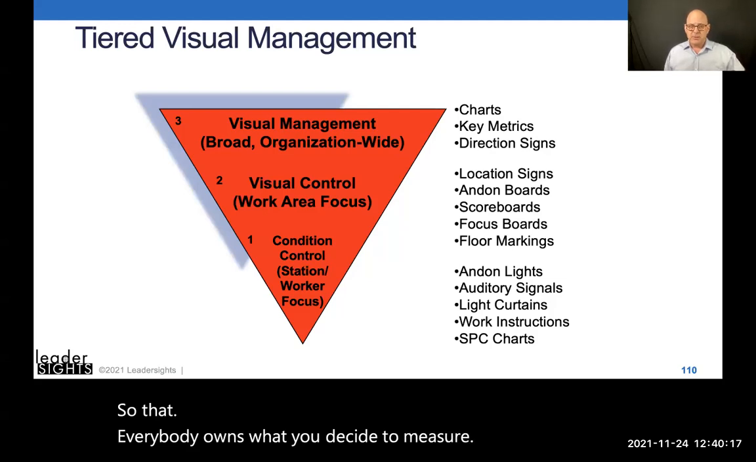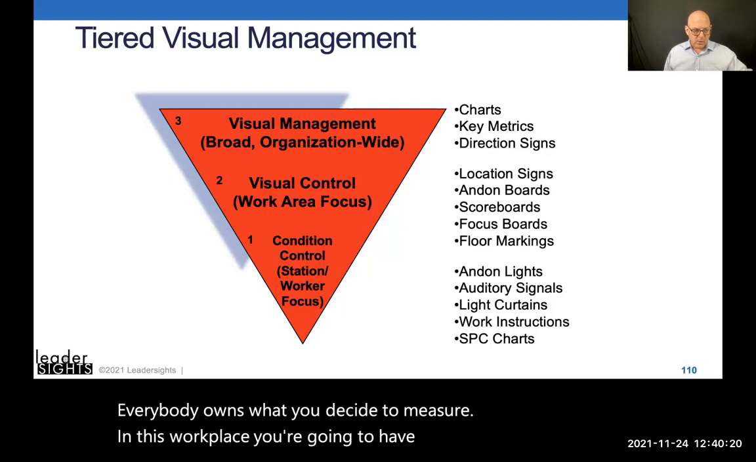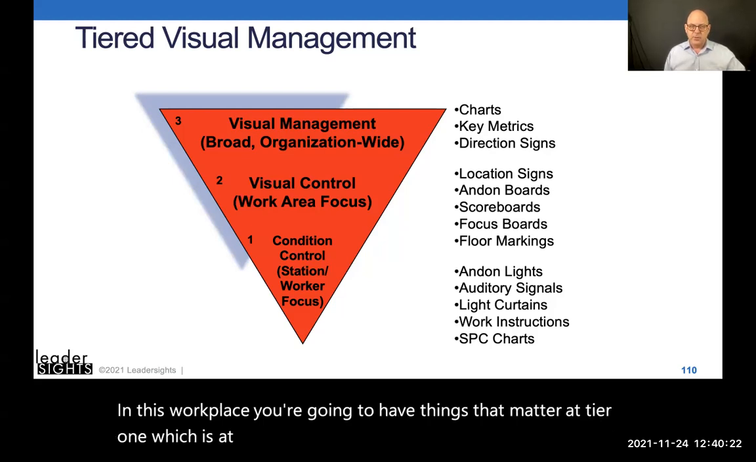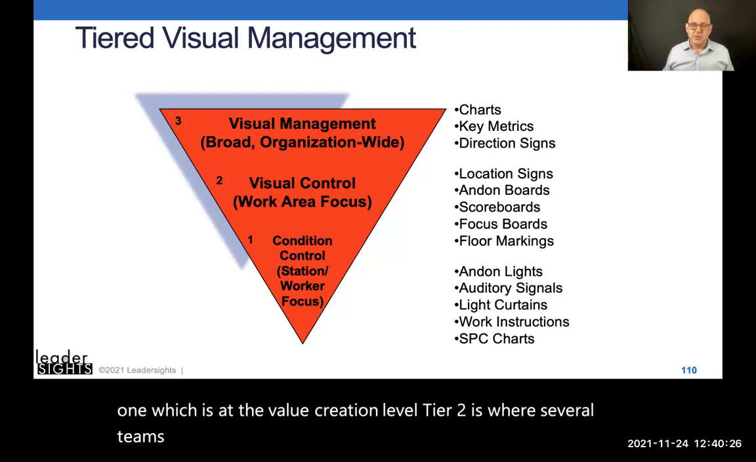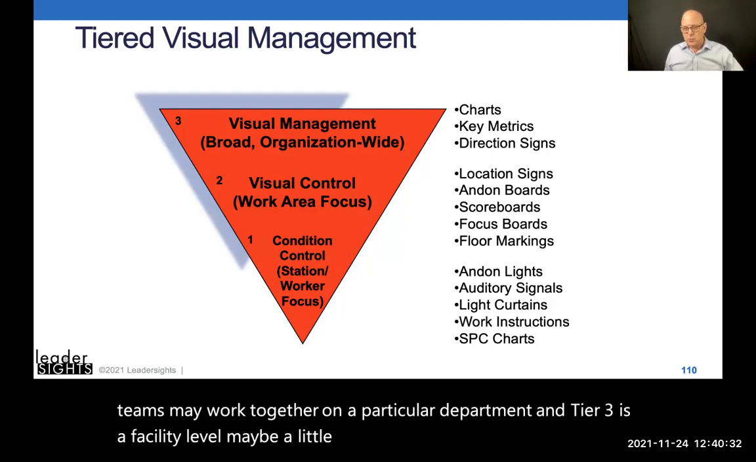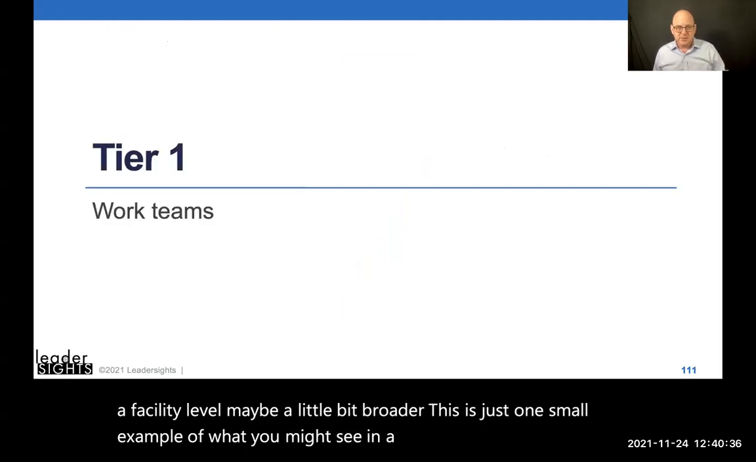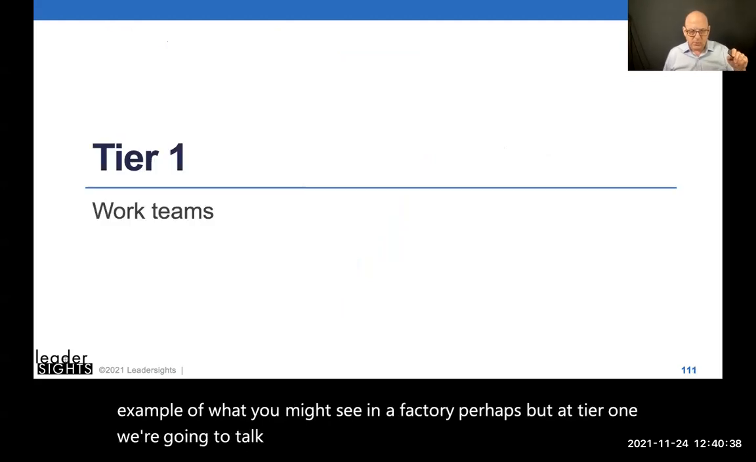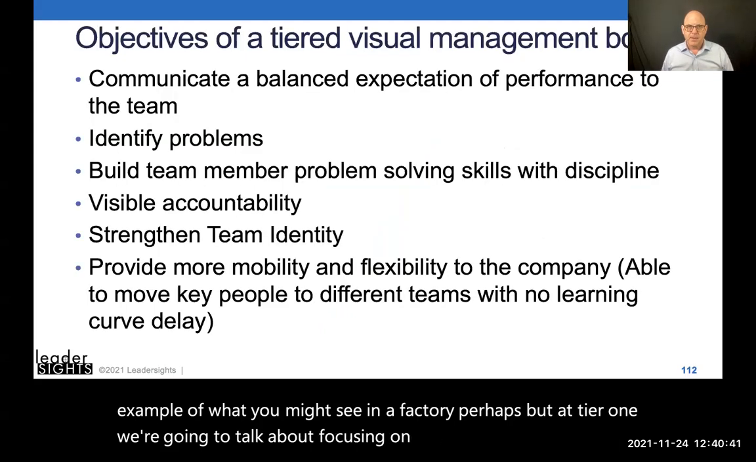In this workplace, you're going to have things that matter at tier 1, which is at the value creation level. Tier 2 is where several teams may work together on a particular department. And tier 3 is a facility level, maybe a little bit broader. This is just one small example of what you might see in a factory, perhaps.